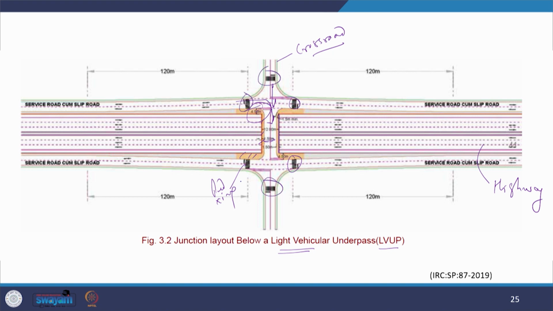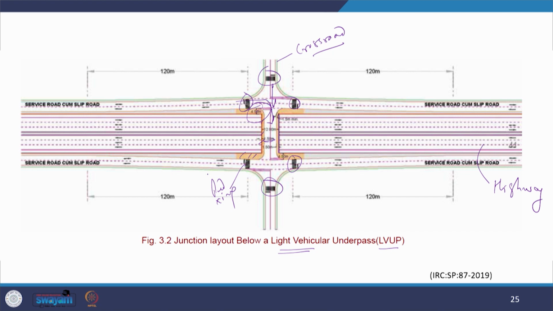So, pedestrians can come from this side and they have to go to the other side. They take this path, come to this colored area, go along with the crossroad, and then come on the other side and cross the road using the marked crossing area. So, this is one aspect which you have to take into consideration.